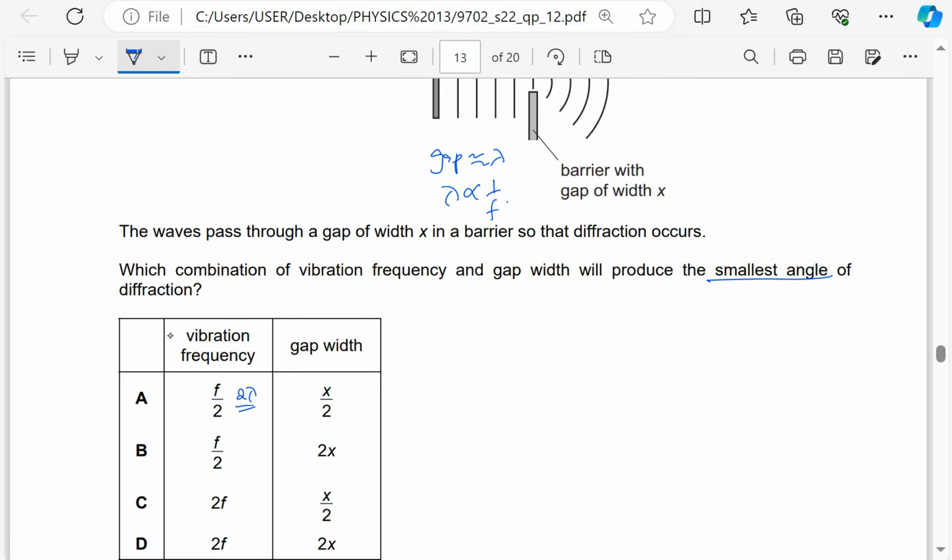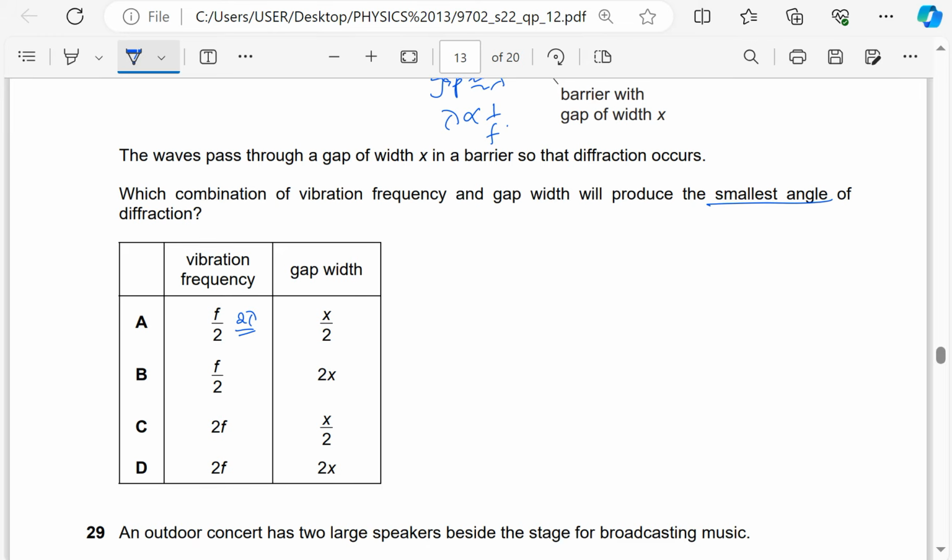And gap width is halved. So the wavelength is bigger than the width of the gap. Okay. Now diffraction is small, but is not maximum, but the angle is not the smallest. Let's check the second one.